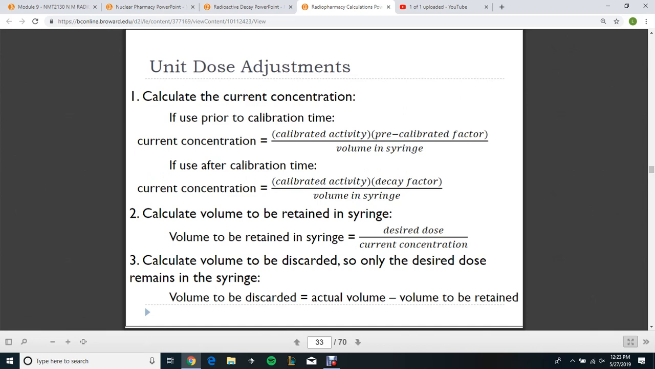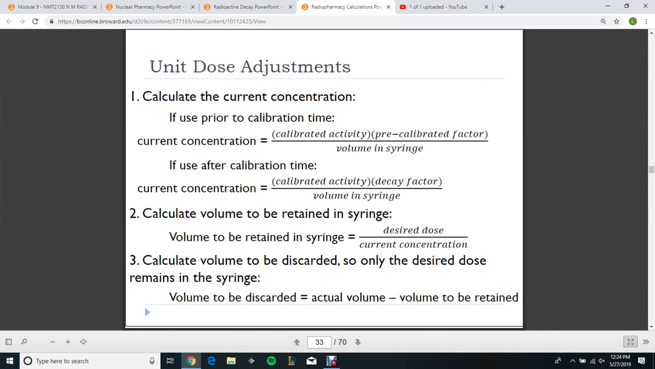Unit dose adjustment. Calculate the current concentration. If used prior to calibration time, the current concentration is equal to the calibrated activity times the pre-calibration factor divided by the volume in syringe. If used after calibration time, the current concentration is equal to the calibrated activity times the decay factor divided by the volume in syringe.